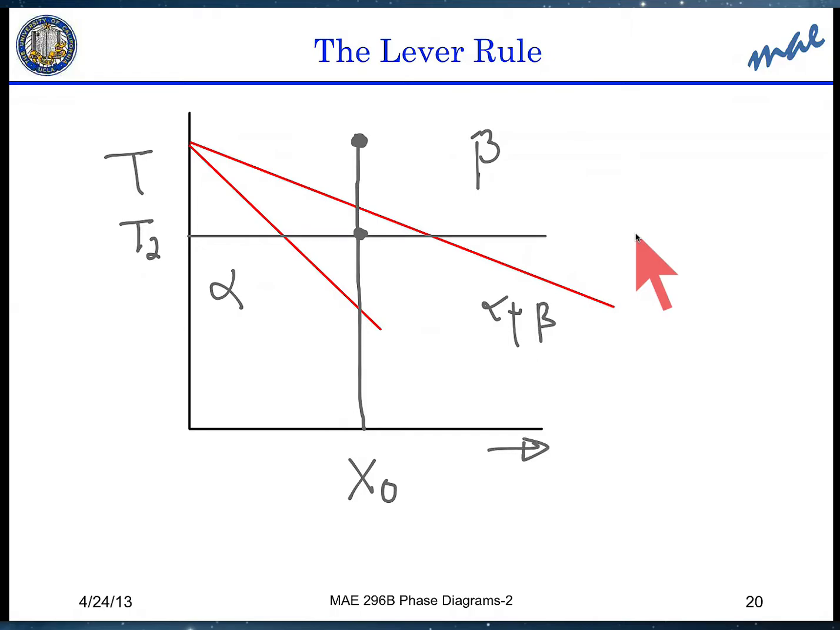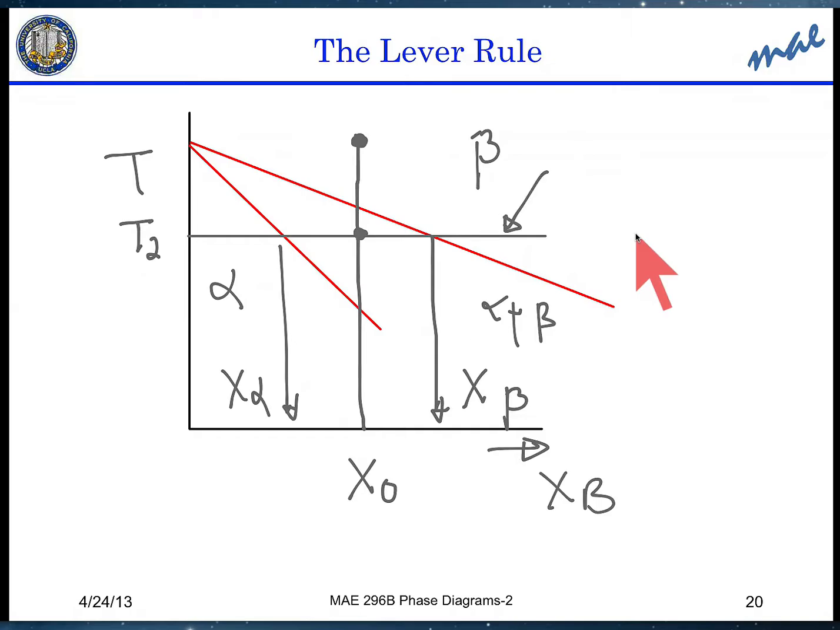Now what is x0? It is basically a specific value of xB. So let's assume that the value here is denoted by x beta, and the value here is denoted by x sub alpha. And then we're going to call this the tie line. So the tie line represents the constant temperature, or isotherm, if you will.